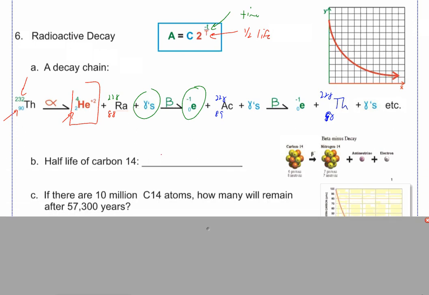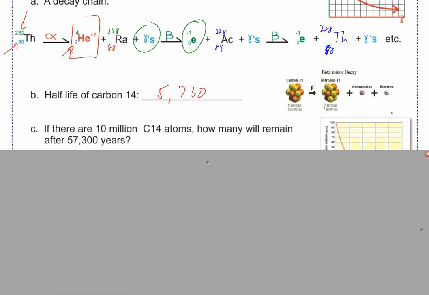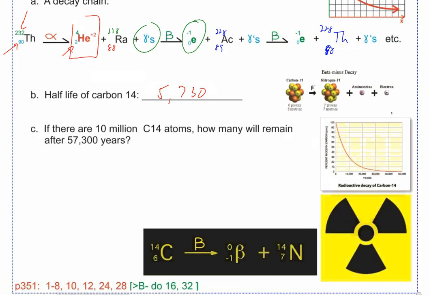What's the half-life of carbon-14? 5,730 years. Anybody know anything about carbon-14? It's used in what? Carbon dating. It undergoes beta decay, and it decays into nitrogen.